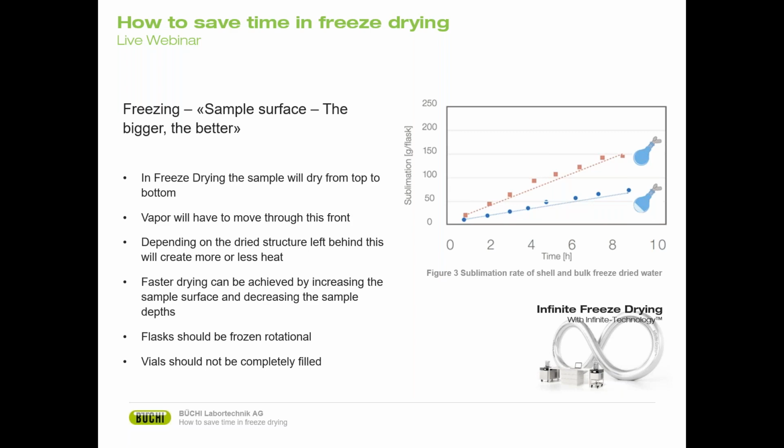So if you are working with flasks, they should be frozen rotationally, and vials should not be filled completely. In figure 3, you can see the sublimation rate of a shell frozen flask. This is the orange line. So a rotationally frozen flask and a bulk frozen flask, the blue line, so essentially just putting the flask as it is into the freezer. The higher surface of the shell freezing leads to almost double the amount of sublimation in any given time.